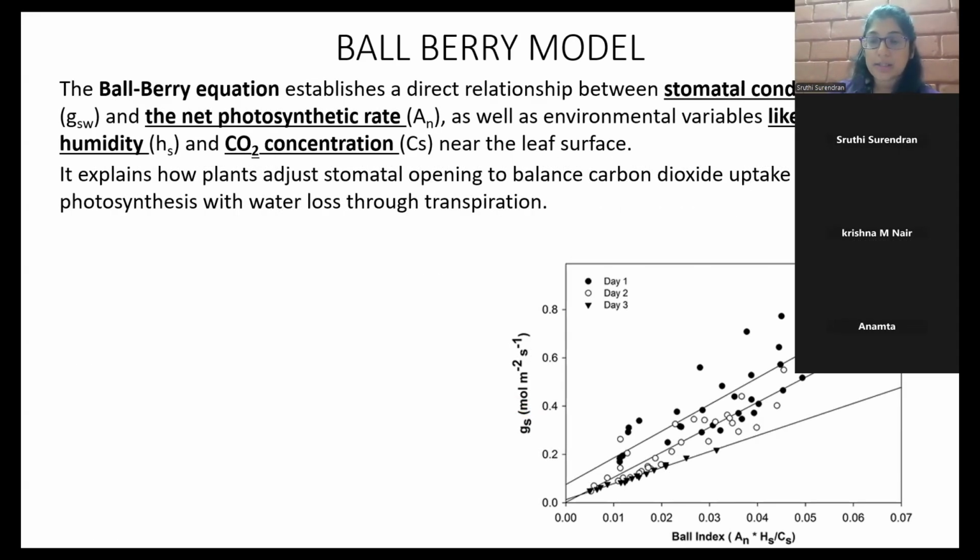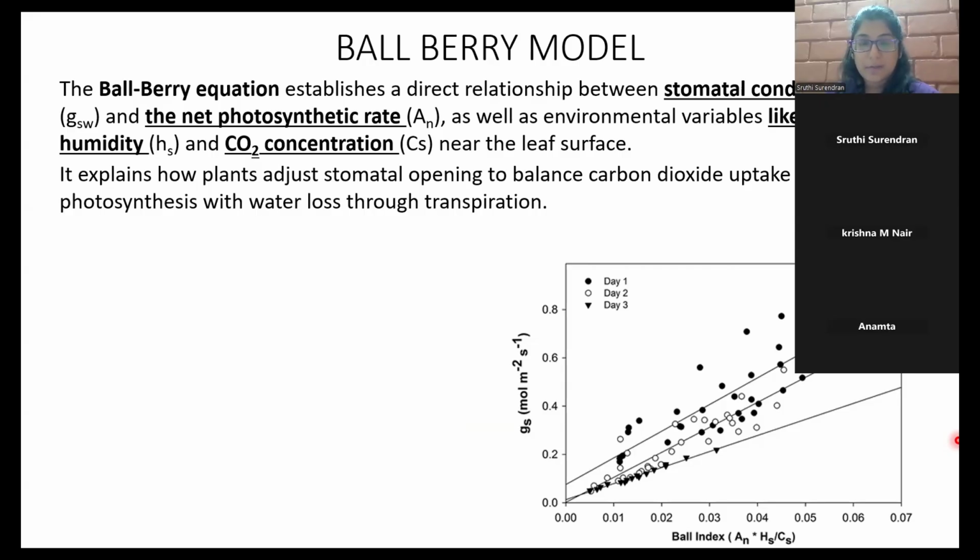There are various models that have also been developed to give a more robust association of stomatal conductance to the environmental variables and photosynthetic rate. And one such model is the Ball-Berry model. In the Ball-Berry model, it is giving a direct relationship between stomatal conductance and photosynthetic rate, as well as the environmental variables like relative humidity and carbon dioxide concentration.